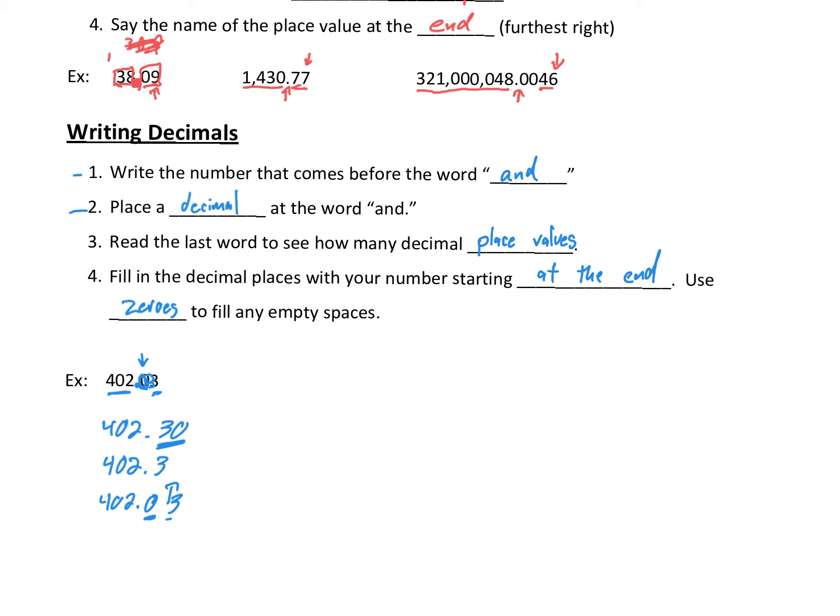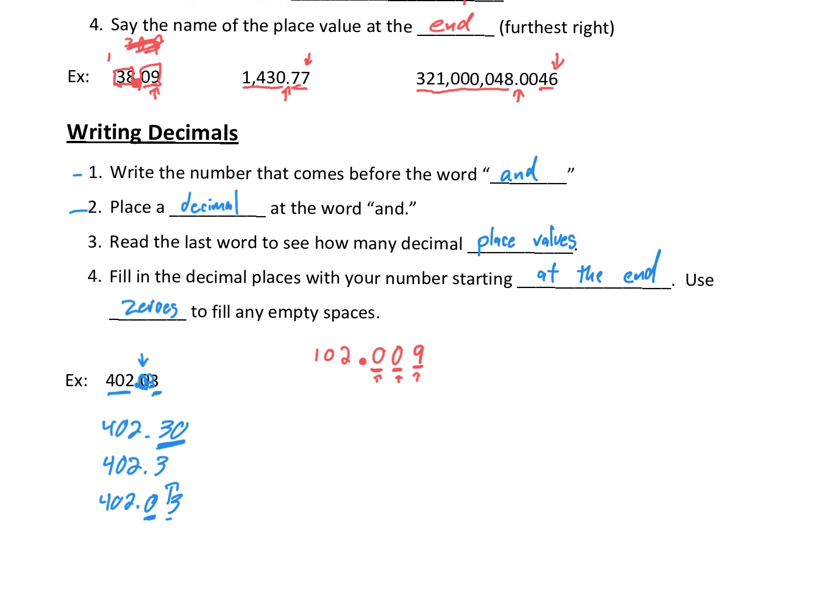It's 402 and 3/100. I'm going to say a couple, and I want you to write them over here on the side before I do. Okay? Try this one. 102 and 9/1000ths. 9 needs to be in the thousandths place. Tenths, hundredths, thousandths. All right, did you get it? 102 and 9/1000ths should be written like that.